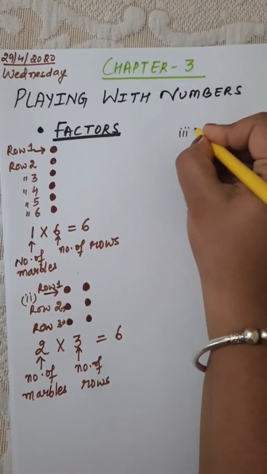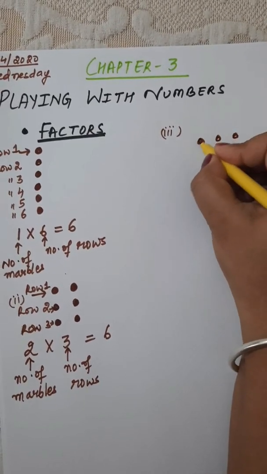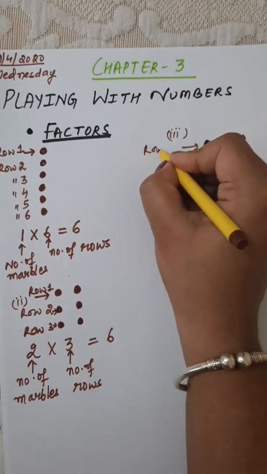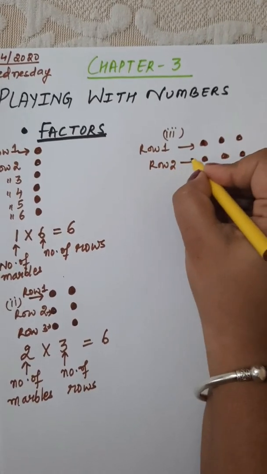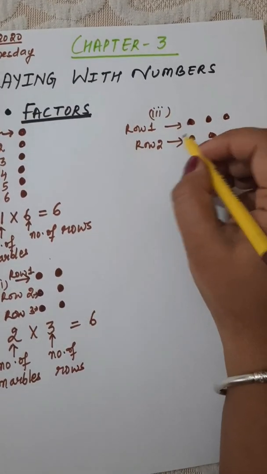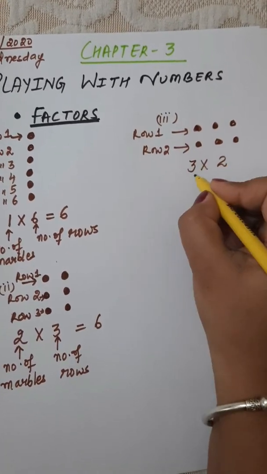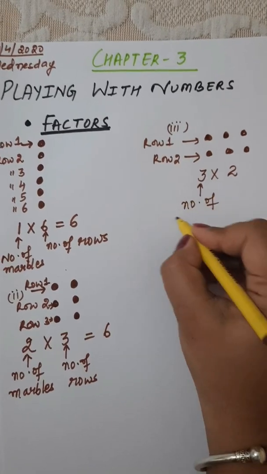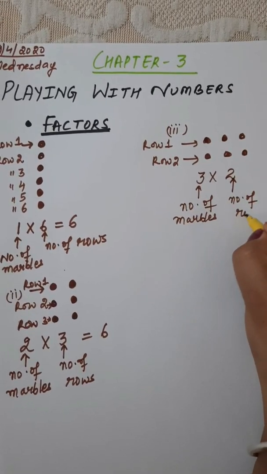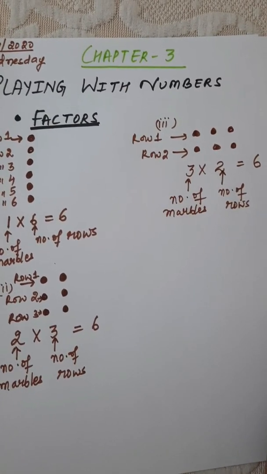Now we have the third way to arrange the marbles. Suppose I arrange the marbles in such a way that in 1 row there are 3 marbles. So this is row first, this is row second, and in total I have 6 marbles, arranged so that each row has the same number of marbles. So I can write 3 multiplied by 2. Here 3 indicates the number of marbles and this 2 indicates the number of rows. So when I multiply I will get 6.